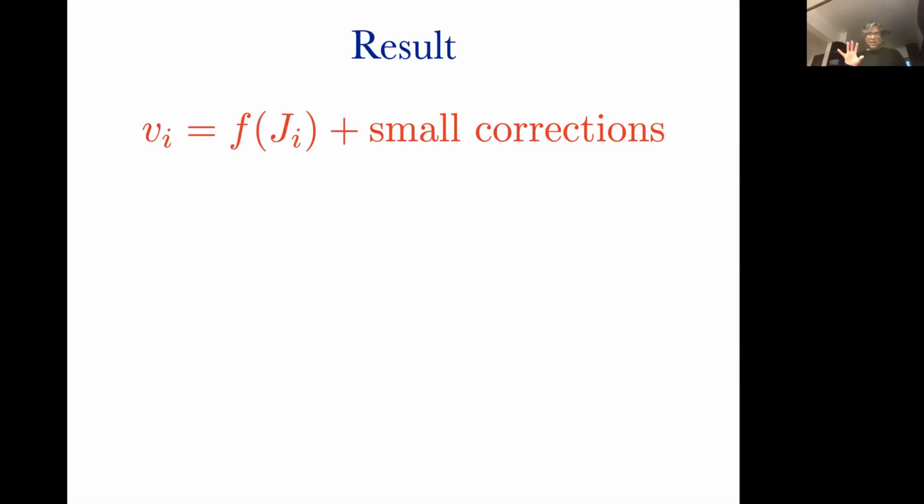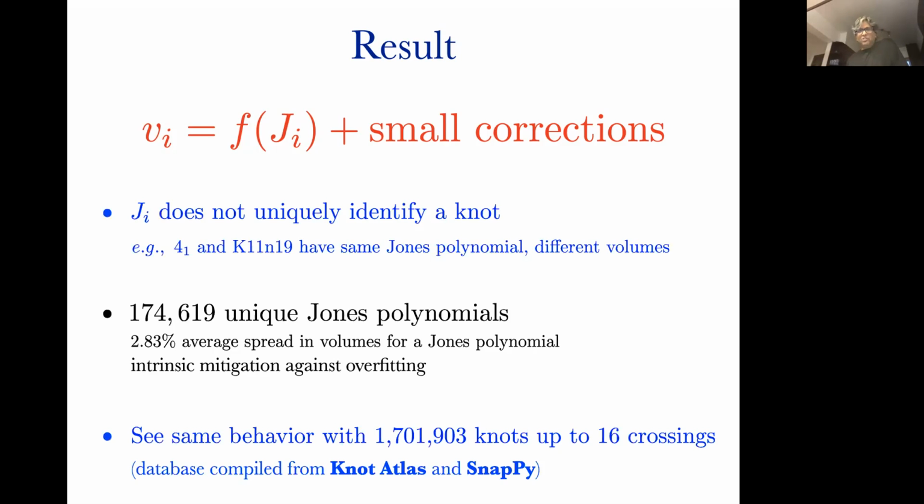So we've seen that if the neural network makes a prediction f of J, the volume is actually f of J plus small corrections. It gets things pretty much right. The reason why there are these small corrections is the Jones polynomial itself doesn't uniquely identify a knot. That is to say, two different knots whose knot complements have different volumes might have the same Jones polynomial. In fact, in our data set of 300 and some thousand knots, there are 174,619 unique Jones polynomials. So the average spread in the volumes for knots with the same Jones polynomial is about 2.8%. So our neural network is capturing results up to that error, basically.